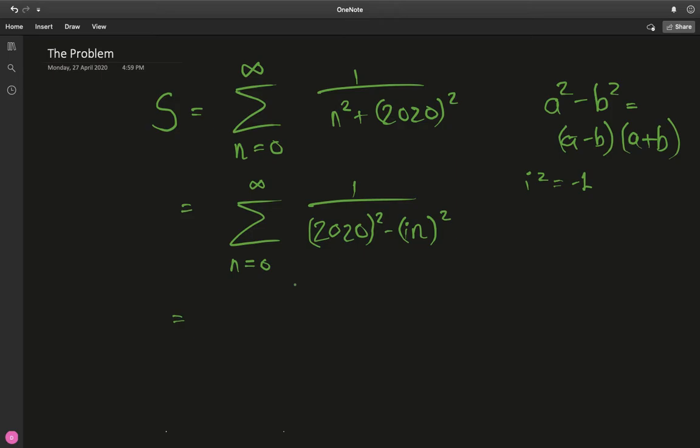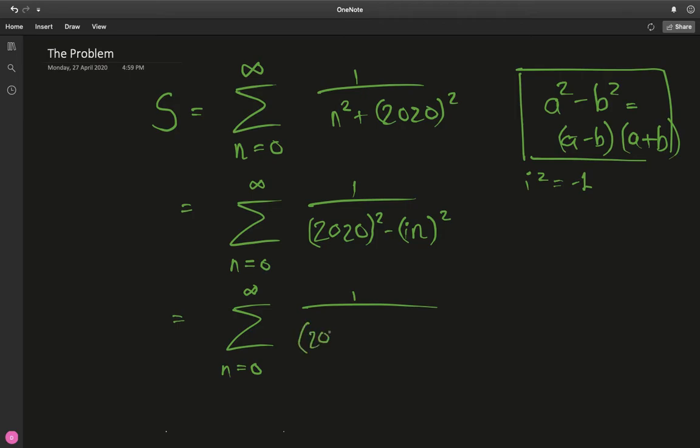Fine, let's go ahead and express this as a product of two factors according to this formula. So we sum from n equals 0 to infinity of 1 over (2020 plus in) times (2020 minus in).